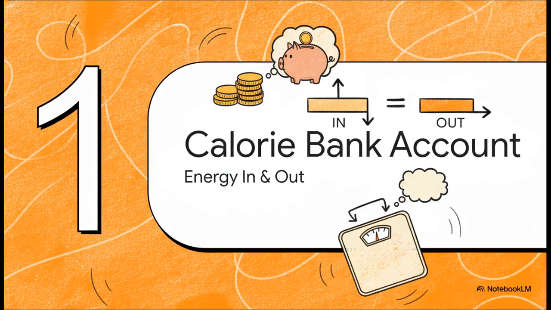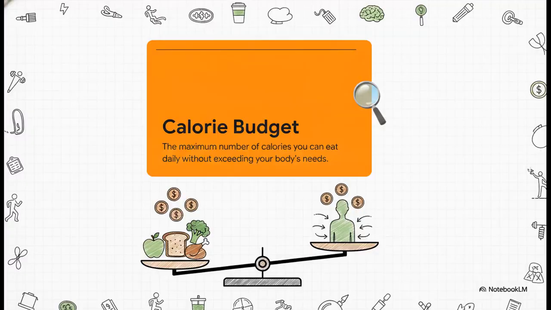Section 1. The calorie bank account. The core idea here is incredibly intuitive. You see, our body operates exactly like a financial ledger, where balance is absolutely everything. A calorie budget is simply the maximum number of calories you can eat daily without exceeding your body's needs. Calories are literally just energy. Your body spends this currency every single day just to function, and you deposit more currency, calories, into your system through the food you eat.